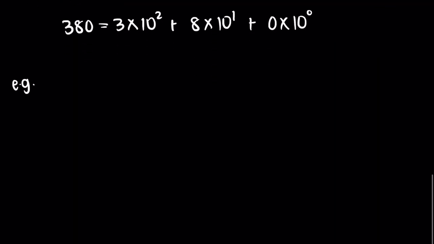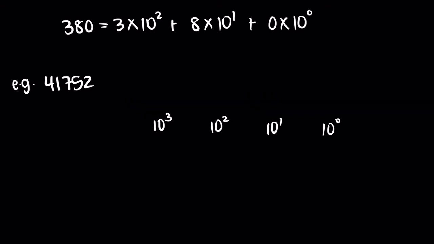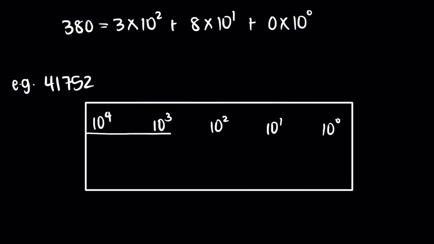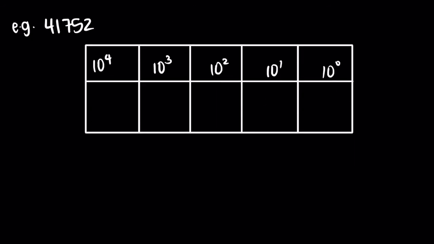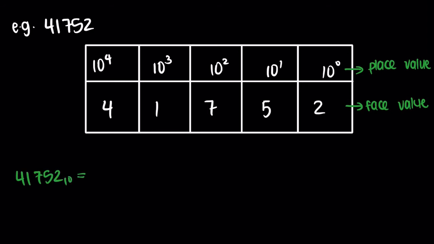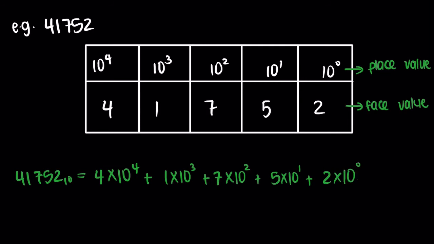One more example. 41,752. Now our place values are 10 raised to the zero power or 1's place, 10 to the first power or 10's place, 10 to the second power or 100's place, 10 to the third power, the thousand's place, and 10 to the fourth power, the 10,000's place. Then we align all of our digits or faces. And in its expanded form, this would be 4 times 10 to the fourth power, plus 1 times 10 to the third power, plus 7 times 10 to the second power, plus 5 times 10 to the first power, plus 2 times 10 to the zero power.